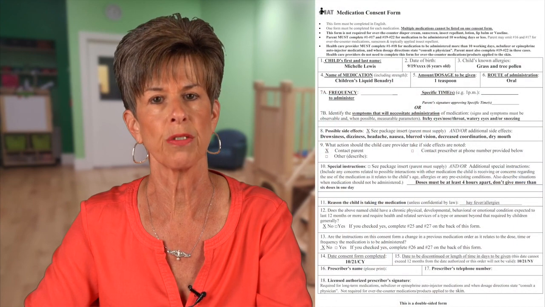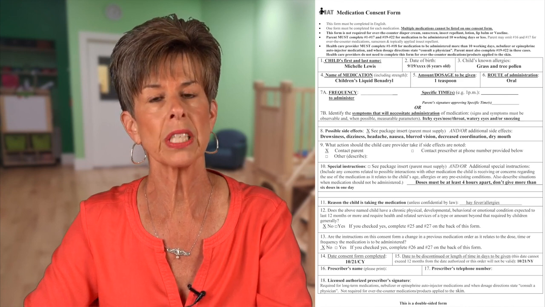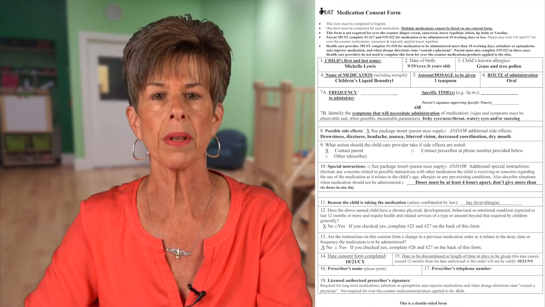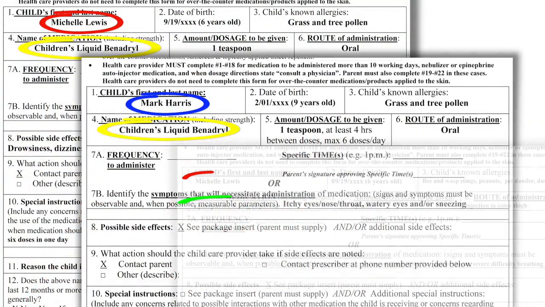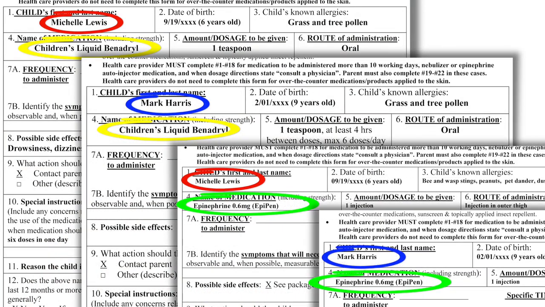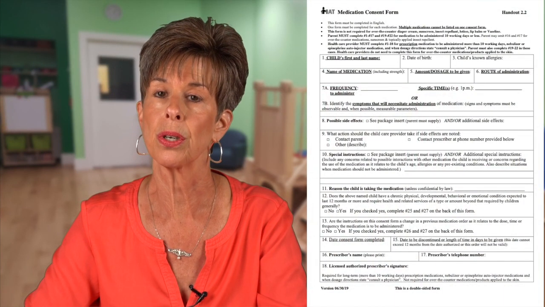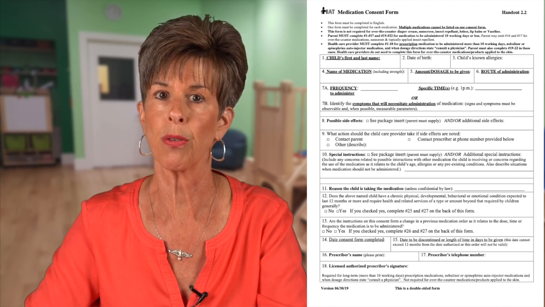First, the medication form. When it's properly filled in and signed, this form gives you permission to give a specific medication to a specific child. A separate consent form is needed for each child and for each medication that child is taking. The MATCH program has a consent form you can use, or you can create your own form.